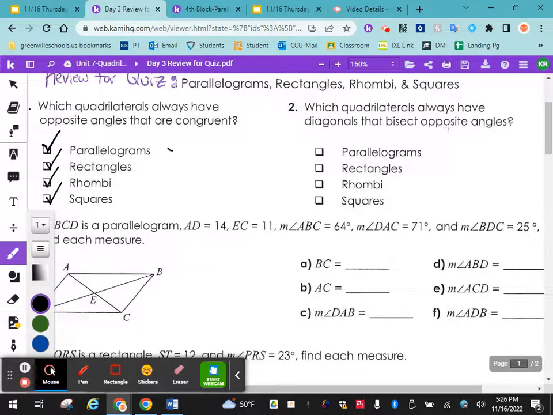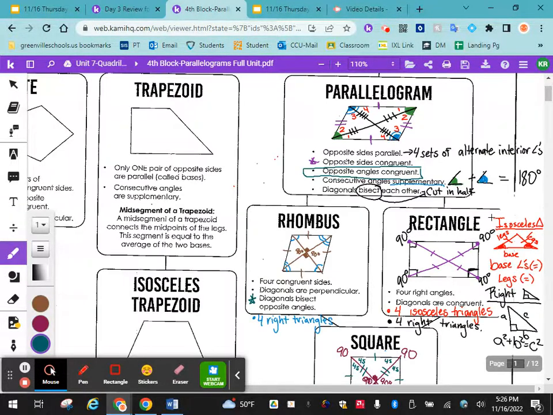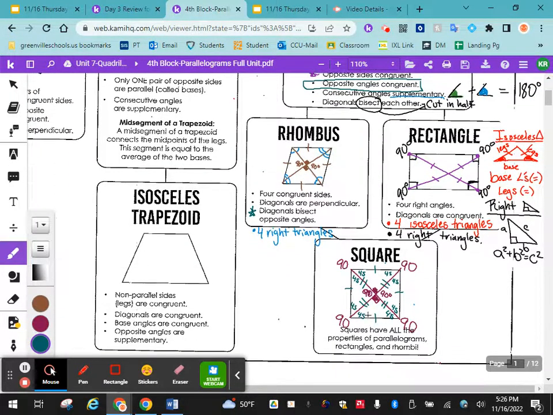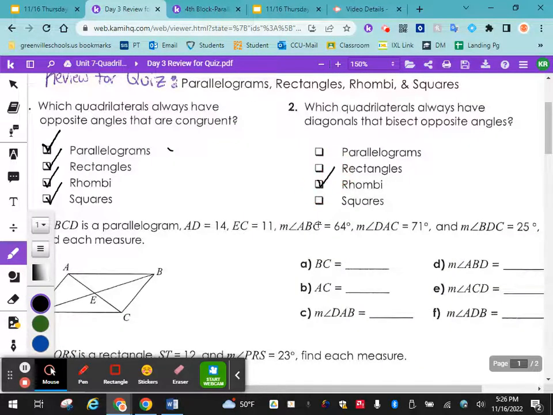Which quadrilateral also has diagonals that bisect opposite angles? Okay, diagonals bisect each other. No, diagonals bisect opposite angles. Yes, a rhombus does. And if you look down here, squares have all the properties that a parallelogram, rectangle, and rhombus have. And if that's confusing, go to your notes where it states every single one under all of them. Okay, so a rhombus has diagonals that bisect opposite angles. A square is a rhombus.